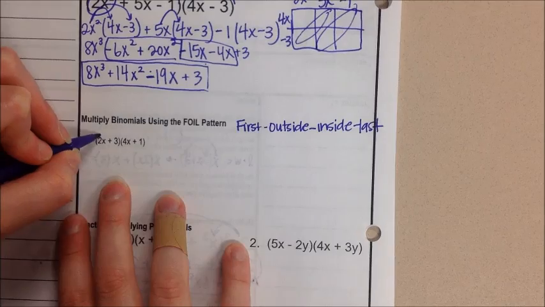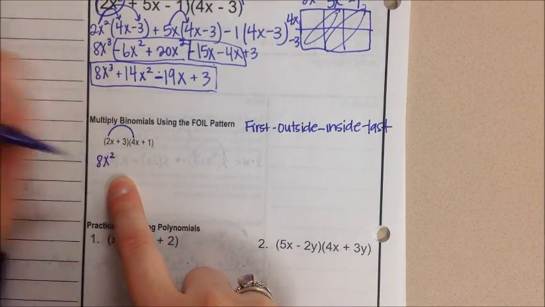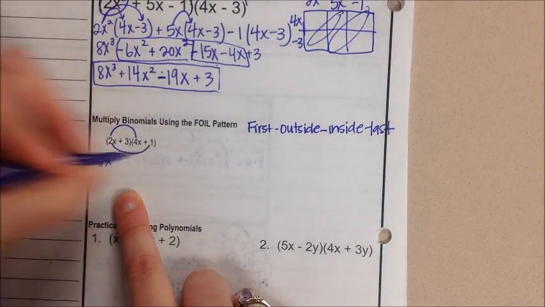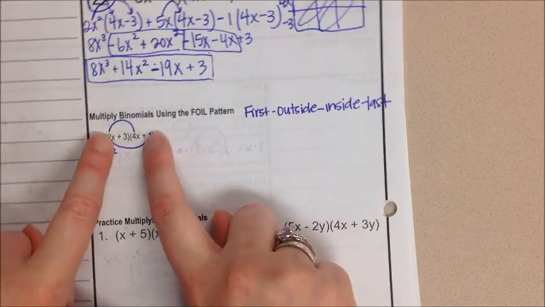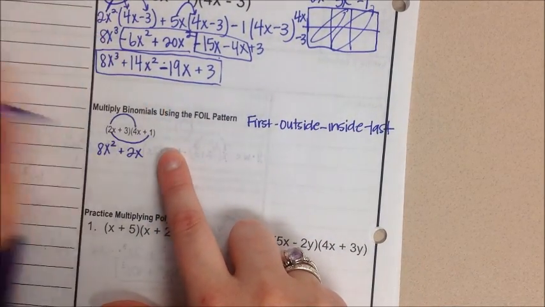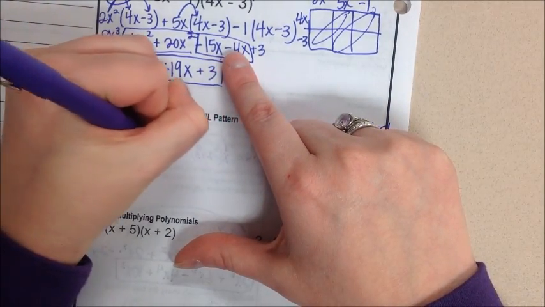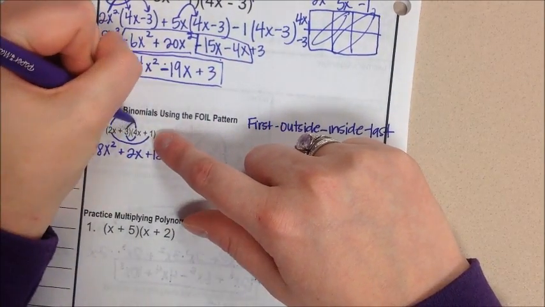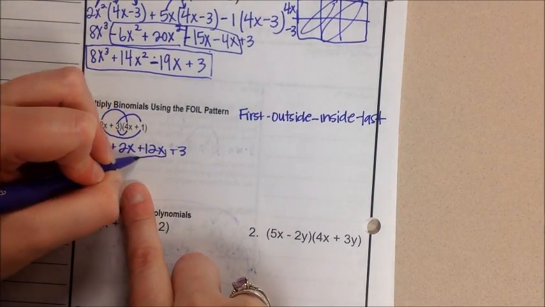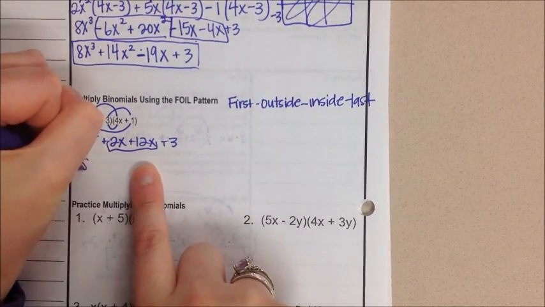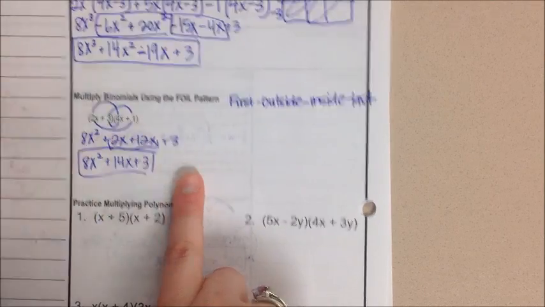Okay, so first would be here. So 2x times 4x is 8x squared. Okay, then there's outside. So here's the outsides. So 2x times 1 is just 2x. And then your inside. So 3 times 4x is 12x. And then last would be your 3 times 1, which is 3. Okay, and then you just combine these two right here. So then you have 2x plus 12x, which is 14x, and that's your solution right there.